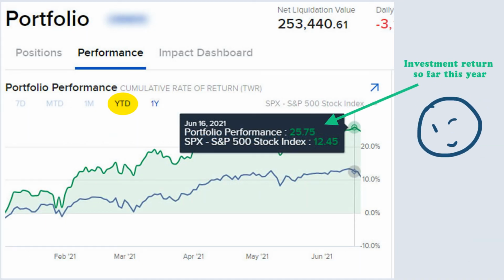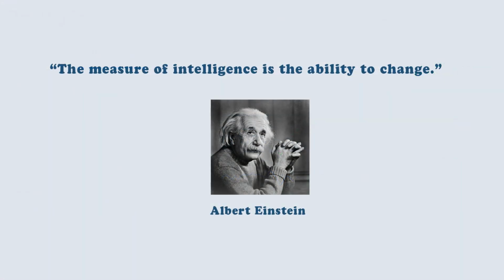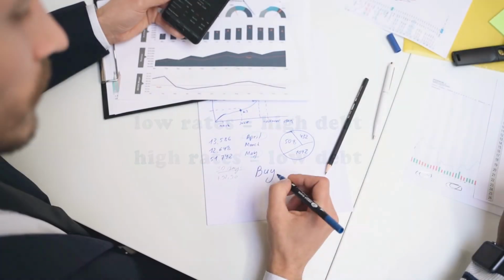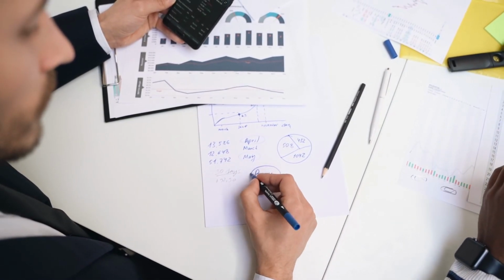I think it helps to understand interest rate policies and stay ahead of the market. My strategies tend to change when policies change. As Albert Einstein once said, the measure of intelligence is the ability to change. That's why I accumulate more debt when rates are low, and I pay down debt when rates rise. So continue to pursue your own financial goals, but stay flexible in your approach.